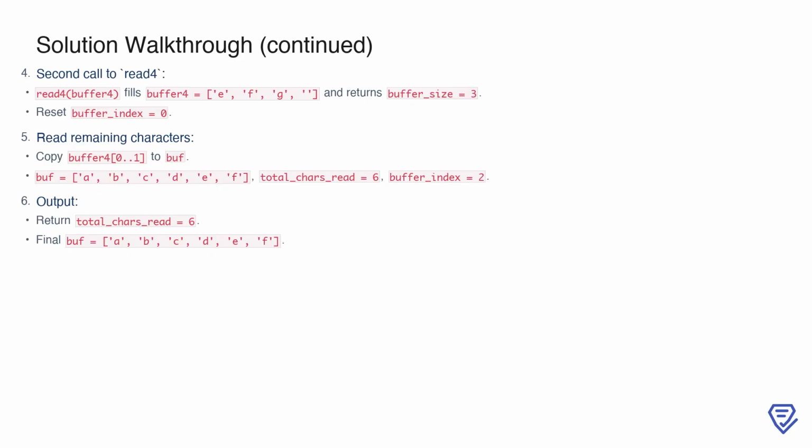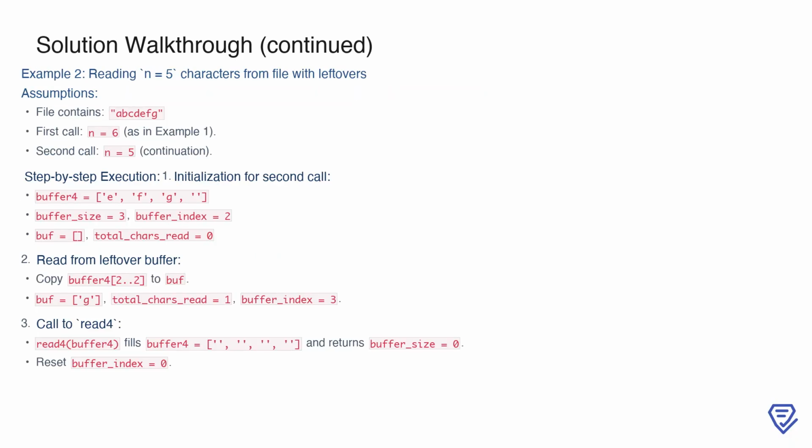At this point, since we've read all 6 characters requested, we return total_chars_read as 6, and the final buff contains exactly the characters we wanted, A, B, C, D, E, F. Now let's explore a second example where we make a follow-up call to read 5 characters after already reading 6 characters from the same file.